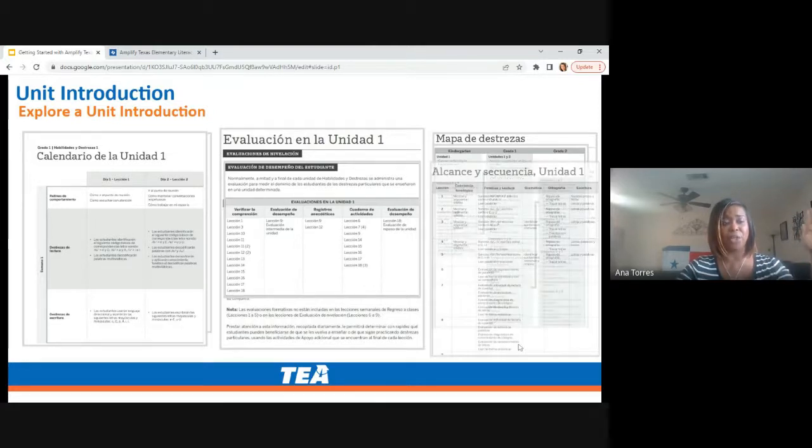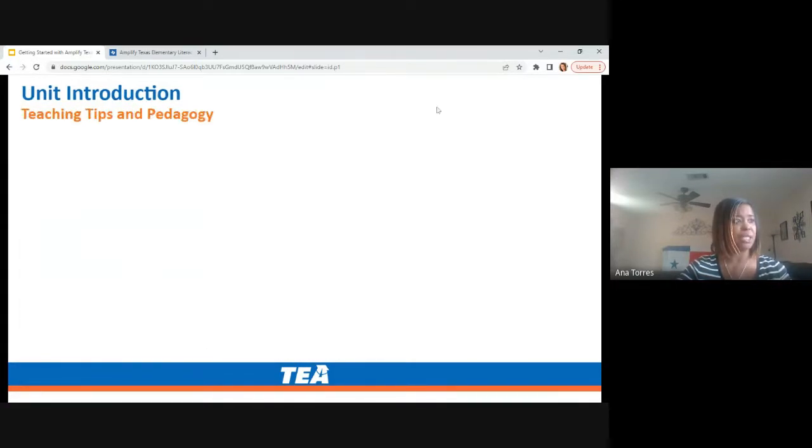And then finally, you will also have your scope and sequence for your unit. Here's an example of a scope and sequence specifically for Unit 1. This is an example of first grade. So lots of information in that introduction. That's why we ask that you read it in its entirety. It gives you lots of information to be ready to plan and be ready to teach.